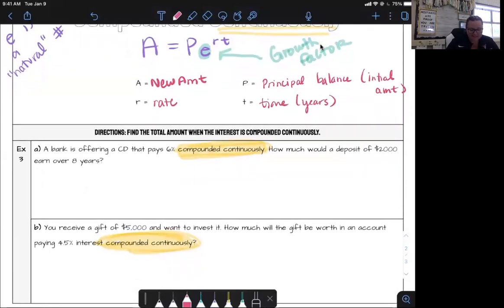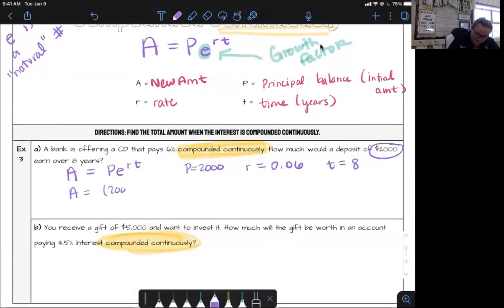So a bank is offering a CD that pays 6% compounded continuously. How much would a deposit of $2,000 earn over 8 years? So we're going to take A equals P times e to the rt. Our principal balance is $2,000. Our rate is 6%, so 0.06. And t, our time, is 8 years. So we're going to plug this in. A is equal to $2,000 times e to the 0.06 times 8. All right, that's a little multiplication, simple.